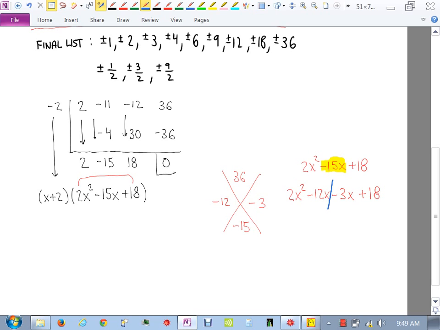What can I pull out of the first 2 terms there? 2x. So I pull a 2x out. I'm left with x minus 6. And what can I pull out of the second group? Negative 3, and I'm left with x minus 6 again. And they match. The x minus 6 and x minus 6, that's what you need. So this turns into x minus 6 times 2x minus 3.